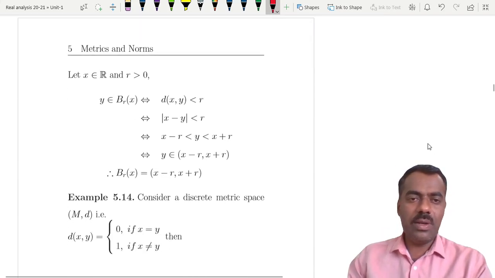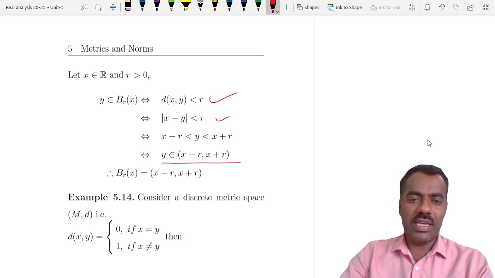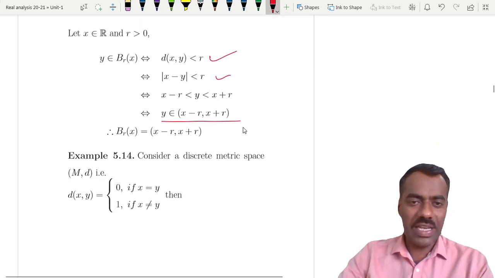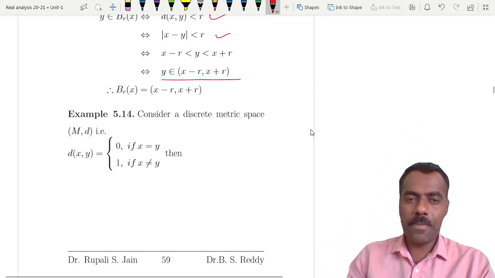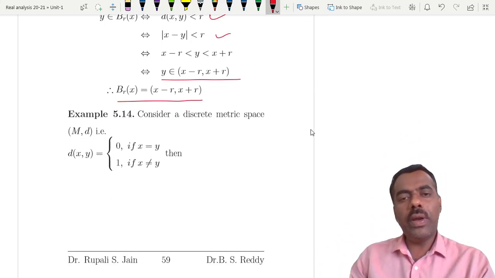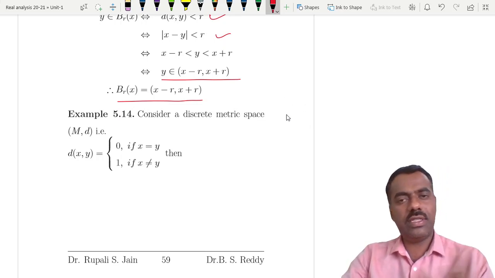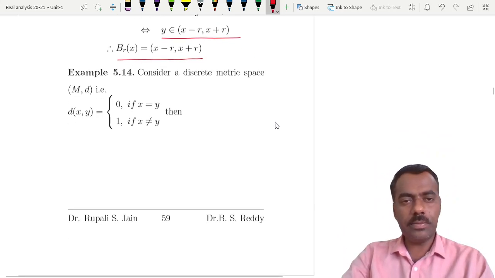So take y belongs to B(x, r). That is the same as the distance between x and y being less than r, but the distance of x, y is |x - y|. So that is the same as saying that y belongs to the open interval (x - r, x + r). Therefore, open balls are the same as open intervals in R when you consider the usual metric, which makes sense.